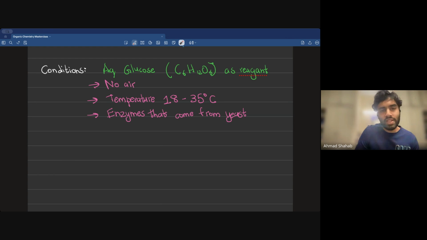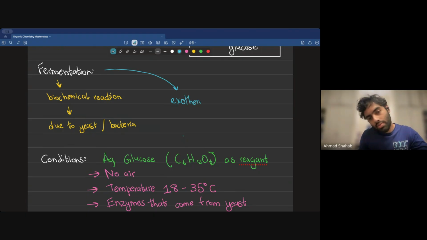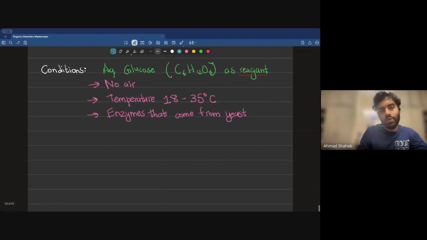Okay, so let's write an equation for this reaction. And by the way, this is an exothermic reaction. This is something you should know. Exothermic in nature, so what happens is that it will release heat energy.